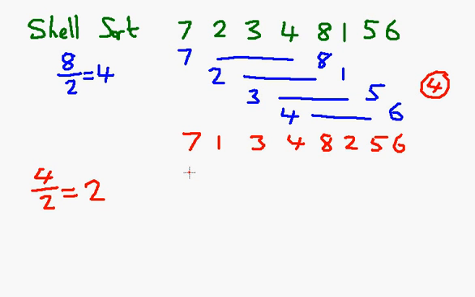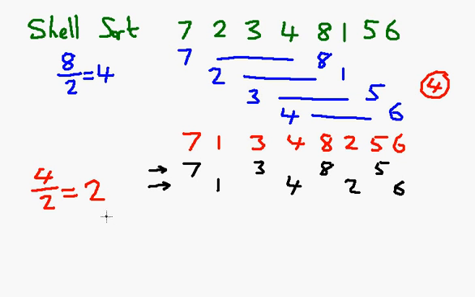Okay, so I'm just going to change the colour first. There we are. Okay, so we're going to write 7, 1, 3, 4. Notice how I'm spacing the numbers out. Okay, 2, 5, and 6. So I've now split them into 2 separate groups. This one, the upper one, and the lower one.